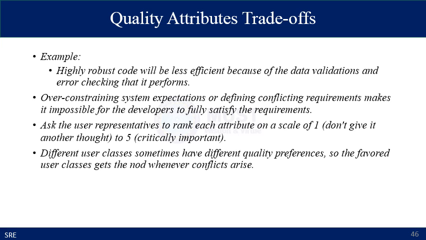You have to ask the user representatives to rank each attribute on a scale of 1 to 5, giving importance 1 as lowest and 5 as highest. Different user classes sometimes have different quality preferences, so the favored user class gets the nod whenever conflict arises.